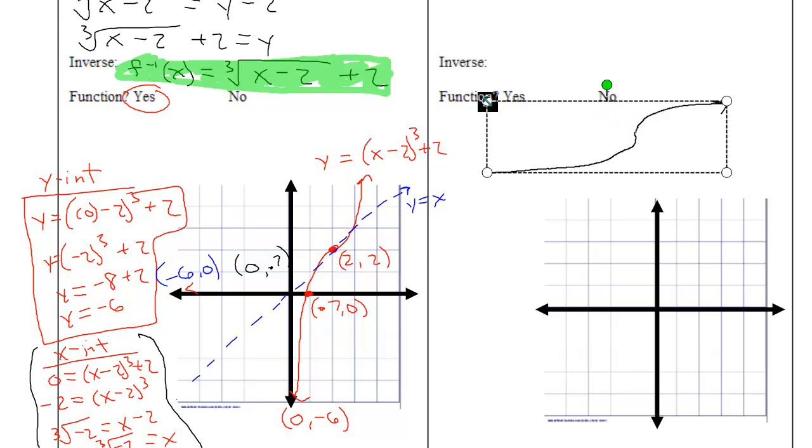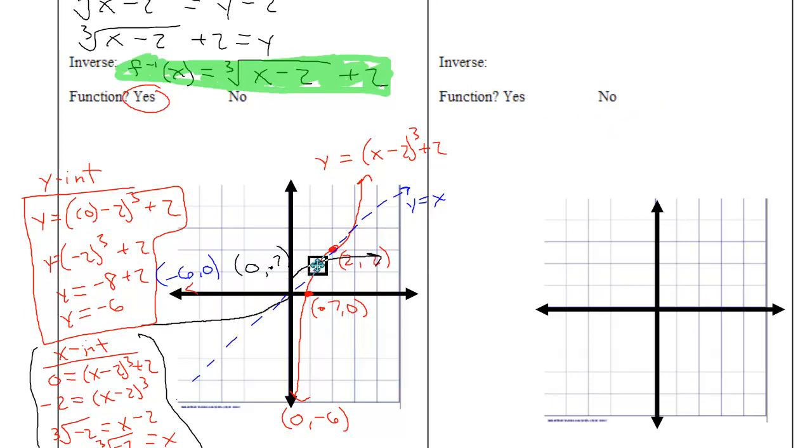Anyhow, this is the original curve, that red one reflected over the line y equals x, the parent graph. And then you translate it to the right 2 and you translate it up 2, and that puts you here.